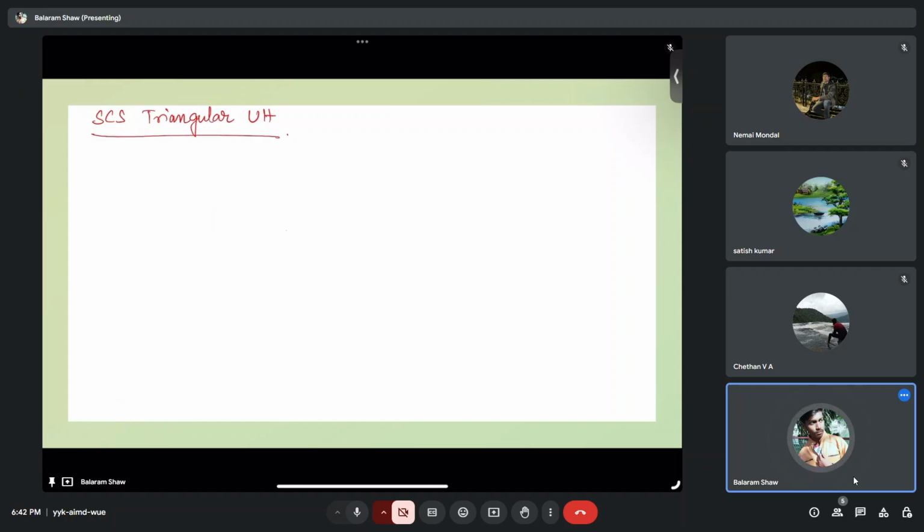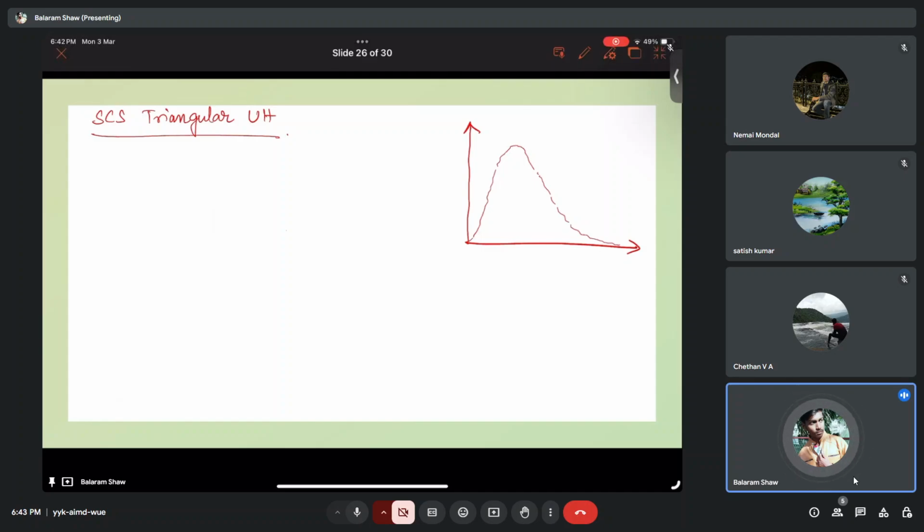Okay, so the triangular unit hydrograph. In this, what the SCS has given is, we can consider this hydrograph which we have seen. It will be a smooth curve, something like this, right? So according to SCS, we can consider this as a triangle. Okay, something like this, and at this peak, generally the left of this will be 3/8 part, and the right will be 5/8 part.